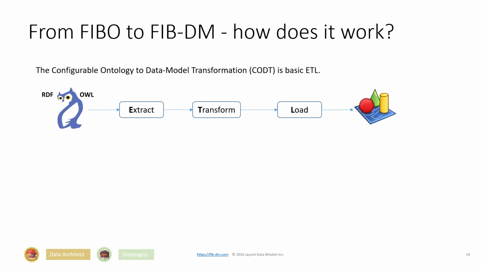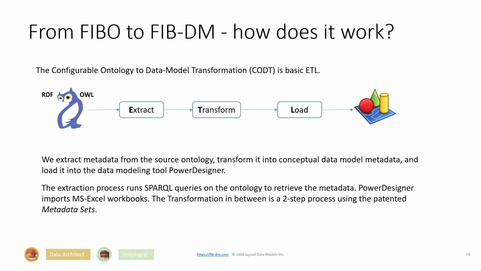So how did we get from the FIBO to FIBDM? How does it work? The configurable ontology to data model transformation, COD, is basic ETL: extract, transform, load. We extract metadata from the source ontology, transform it into conceptual data model metadata, and load it into the data modeling tool Power Designer. The extraction process runs SPARQL queries on the ontology platform to retrieve the metadata. Power Designer imports MS Excel workbooks, and the transformation in between is a two-step process using the patented metadata sets.